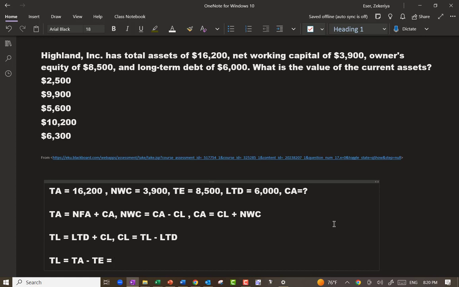So in this case, 16.2 minus 8.5, okay, so 7.7 is total liabilities, minus $6,000 long-term debt, and 1,700 current liabilities plus 3,900 net working capital. That's all you need to do. Just use the definitions.